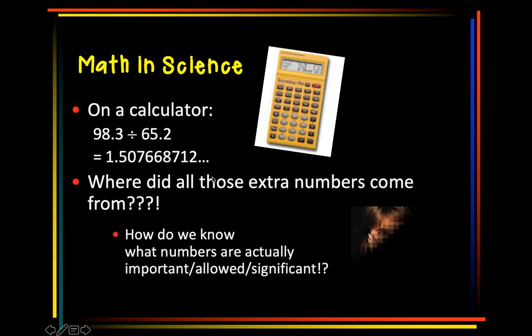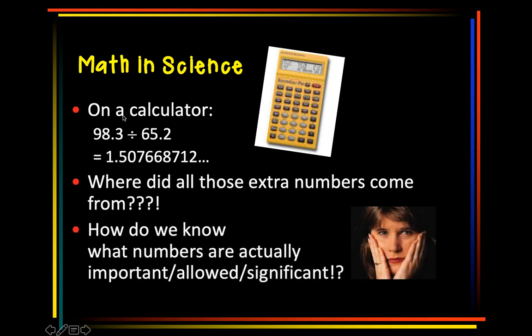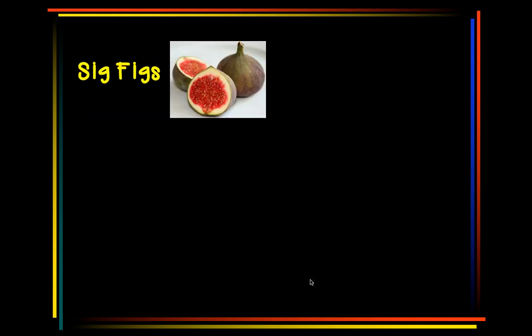Where did all those extra numbers come from? How do we know, when we do a math problem like this, what part of this number is important? How much of it is allowed? How much is what we call significant? That's our next little topic we need to talk about. We need to talk about something called sig figs.